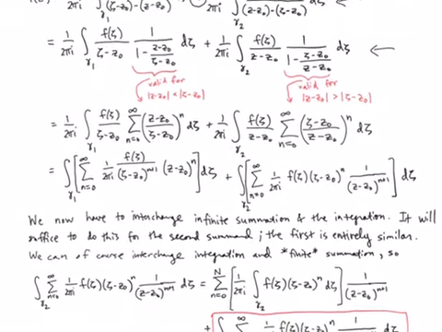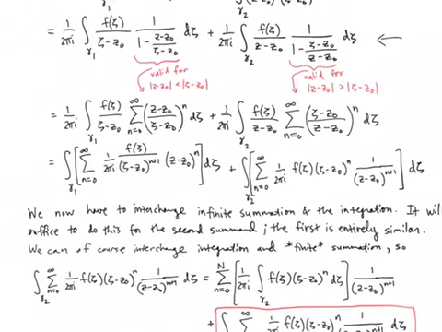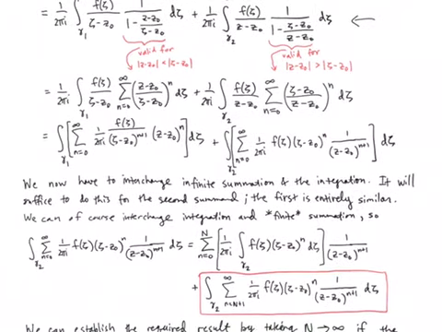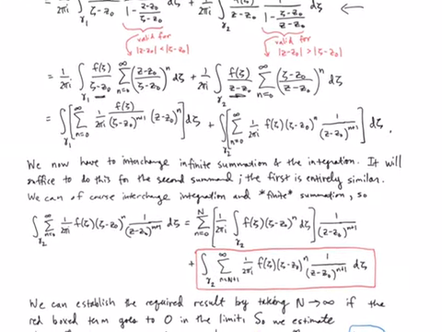Okay, so you just substitute that series in, and then the next line is I pull the 1 over 2 pi i in, and I pull the f of zeta over zeta minus z naught and the f of zeta over z minus z naught inside the sum, because those are just constants with respect to that summation. So you're just doing a little bit of cleaning up there.